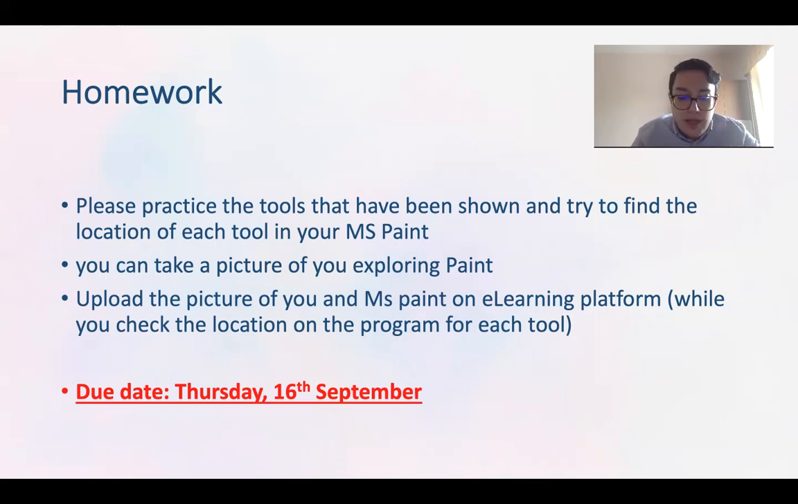I want you to introduce MS Paint to yourself to learn each location, the shortcut, the different ways, because each function has two or three or even more ways to do it. You can use your keyboard as a shortcut, you can use your mouse, you can use different options, okay? Try to practice all the ways that I have taught you today, find the location of each function, and take a picture and upload it to the e-learning platform. This homework is due Thursday, 16th of September.